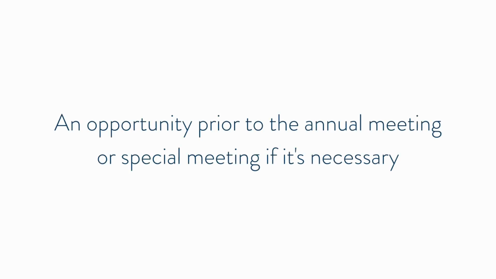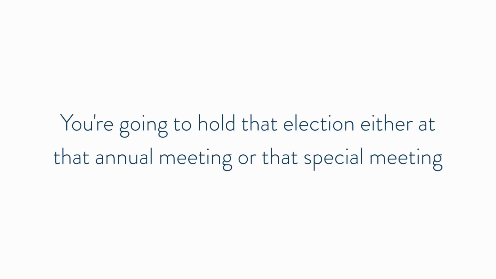So they get an opportunity prior to the annual meeting, or special meeting if it's necessary, for example if someone steps down midterm, to see who's going to be nominated and who wants to actually be running for this position. Once all the unit owners have this information, and you've determined who is actually going to be running in the election, you're going to hold that election either at that annual meeting or that special meeting.